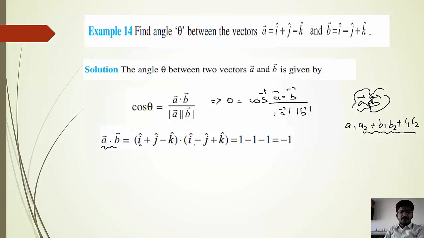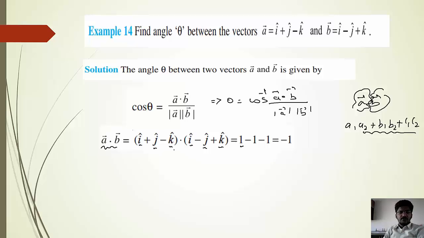Here I cap and I cap have to be multiplied, J cap and J cap have to be multiplied, K cap and K cap have to be multiplied. That means dot product. I cap dot I cap is 1. J cap dot J cap is 1, but plus into minus will be minus. K cap dot K cap will be 1, plus into minus will be minus. Therefore, I can cancel these two terms and the remaining term is minus 1. So A dot B is minus 1. Clear?